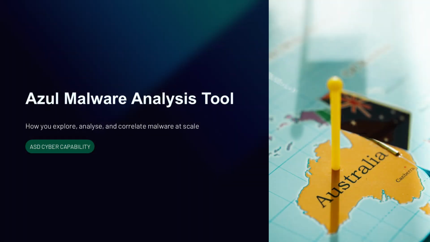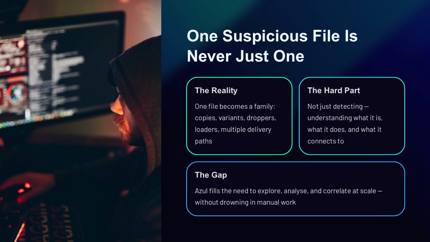You have seen it happen. A single suspicious file lands in your environment, and suddenly you are not dealing with one problem anymore. You are dealing with a family of problems. Copies, variants, droppers, loaders, different delivery paths, and a trail of related activity that stretches across endpoints, email, web gateways, and cloud services. The hard part is not just detecting something bad.